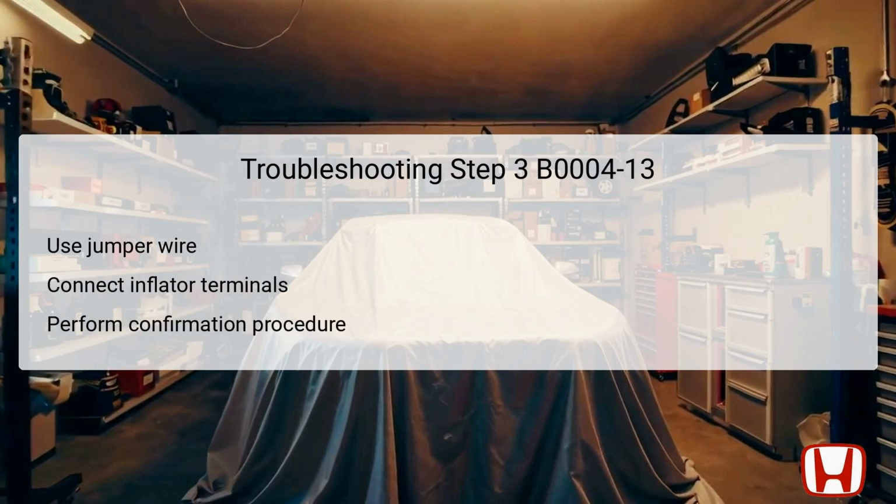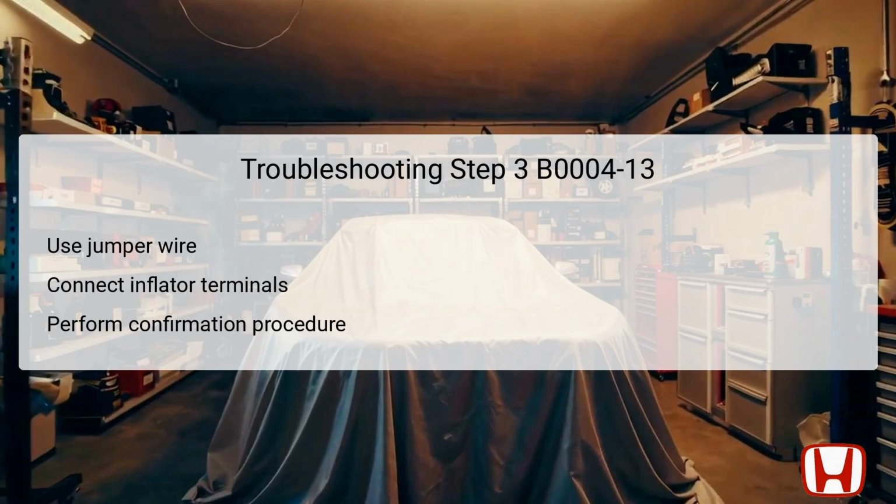In the third troubleshooting step, you will use a jumper wire to connect the two terminals of the driver's knee airbag inflator connector, establishing a temporary bypass. Connect terminals number 1 and number 2 using the jumper wire, ensuring a secure and clean contact. This method directly tests the inflator circuit, allowing you to check if the system recognizes a normal condition.